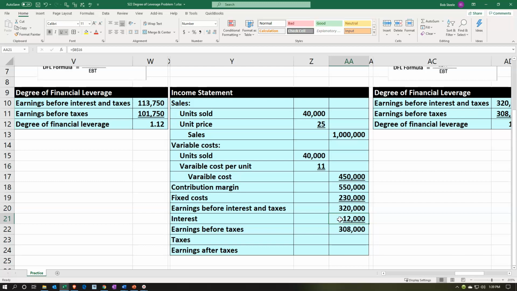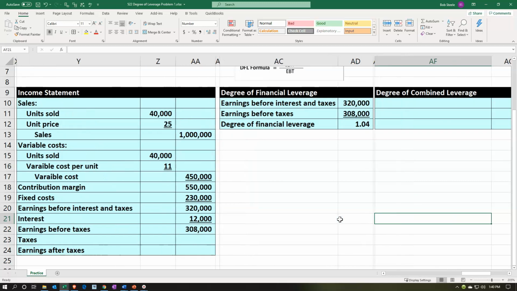So once again, like the degree of operating leverage, if the sales are increasing and there's no change to the fixed costs, as there wasn't for the operating leverage, then the leverage number will go down. If there's no change to the interest or the loan amount, then the leverage will be going down because the significance of the interest as compared to the earnings is now going down. So we have that decrease happening.